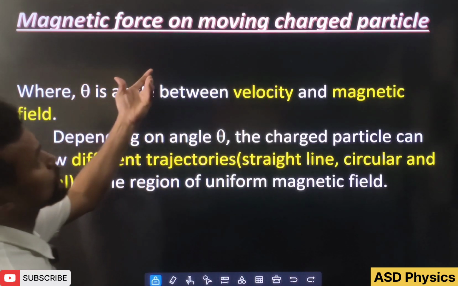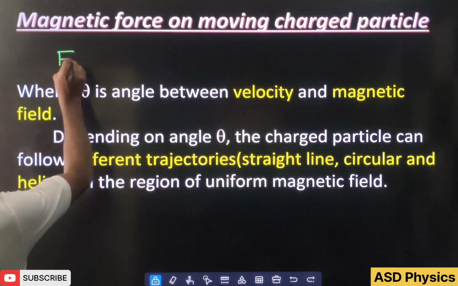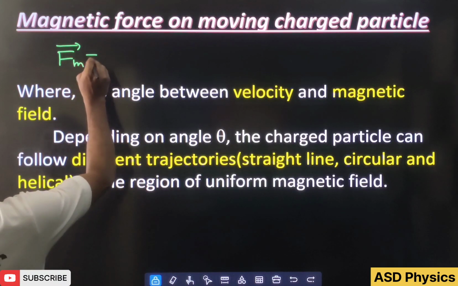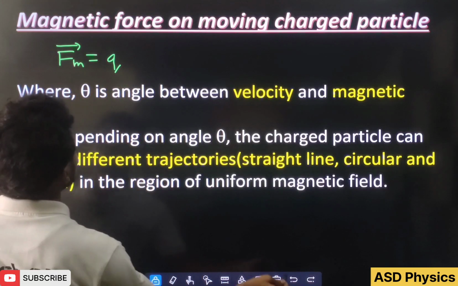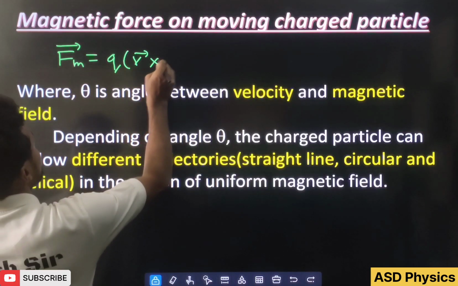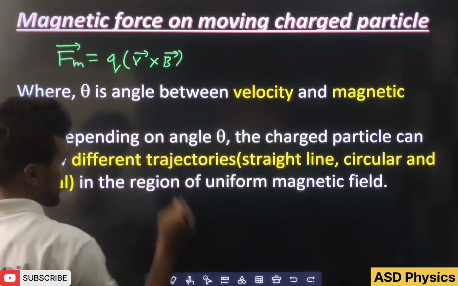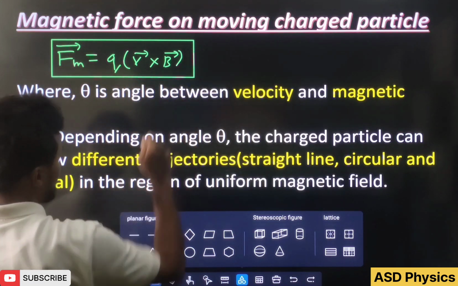The topic is, as I told you, magnetic force on moving charged particle. Here the magnetic force experienced by the charged particle is given by Q into V cross B. Here Q is the charge, and V cross B, this is the vector form.